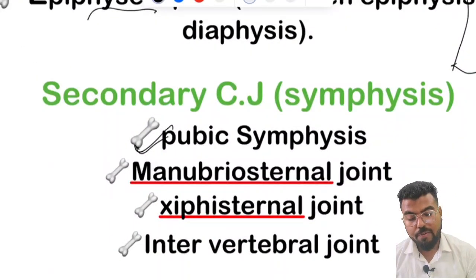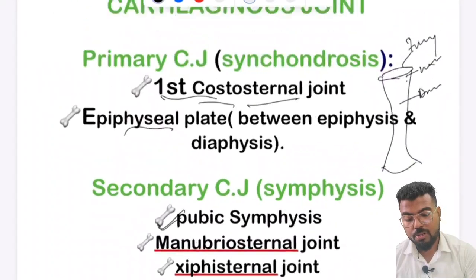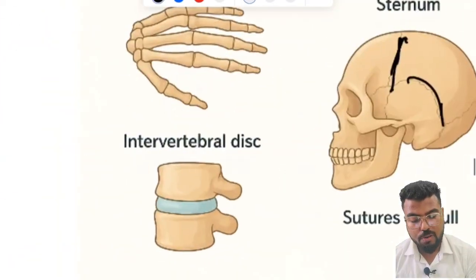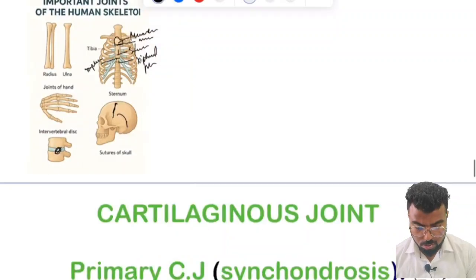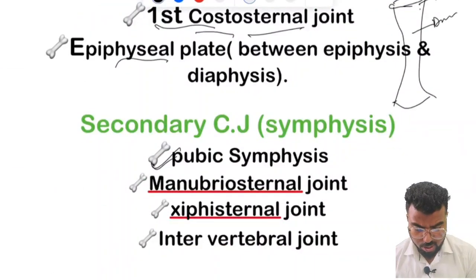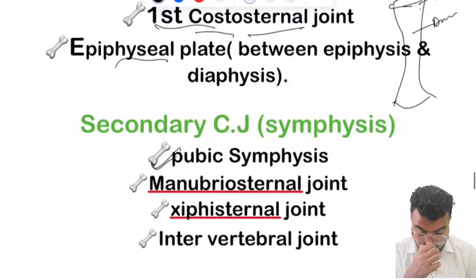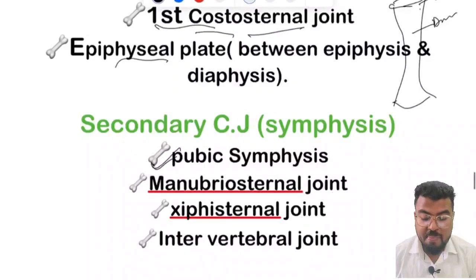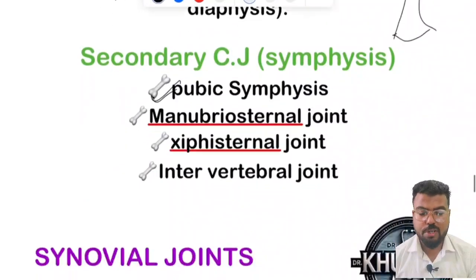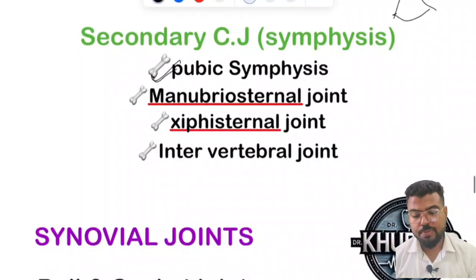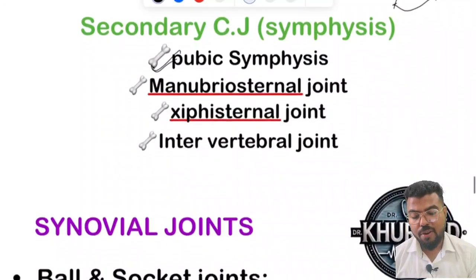And the intervertebral joint: between two vertebrae there is a joint, the intervertebral joint. This one is also a cartilaginous joint. To summarize the primary cartilaginous joint: there is the epiphyseal plate between epiphysis and diaphysis, and the first costosternal joint. The secondary cartilaginous joints are the manubriosternal joint, the xiphisternal joint, then the intervertebral joint.